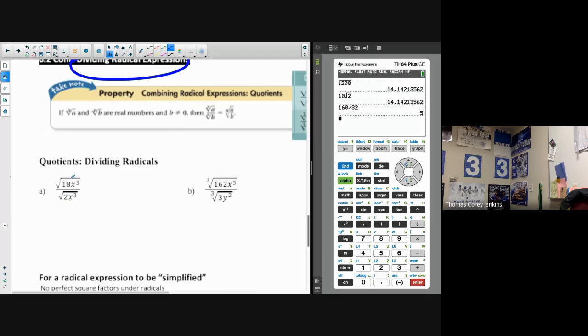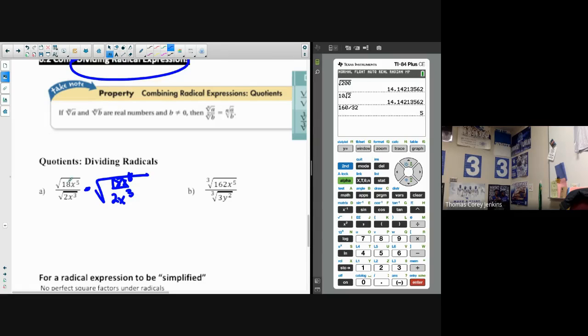Just like if we took 18x to the 5 times 2x times the square root of 2x to the 3, we'd multiply and put under the radical. Here we can divide, right? So this is equivalent to the square root of 18x to the 5 divided by 2x to the 3, right?